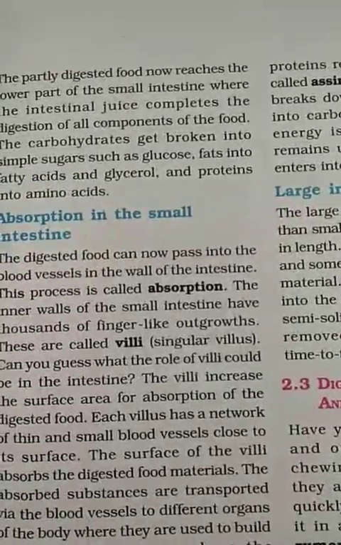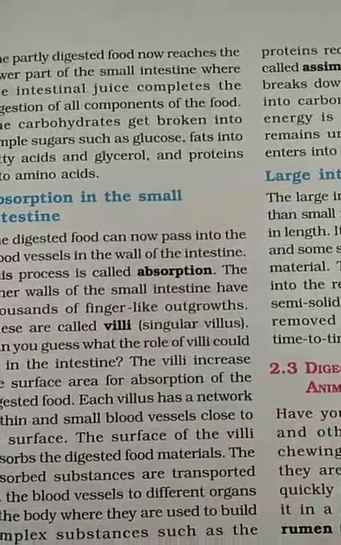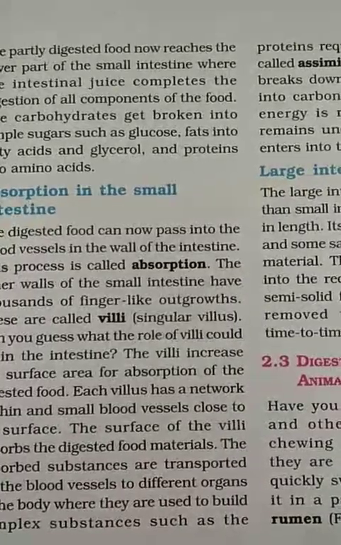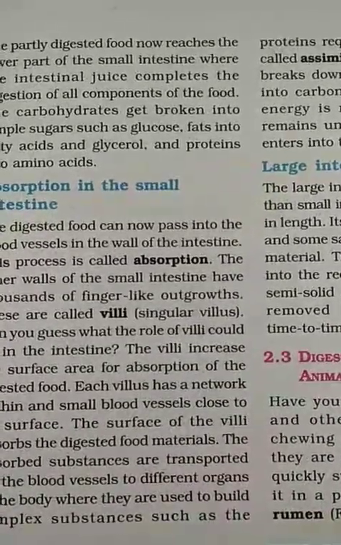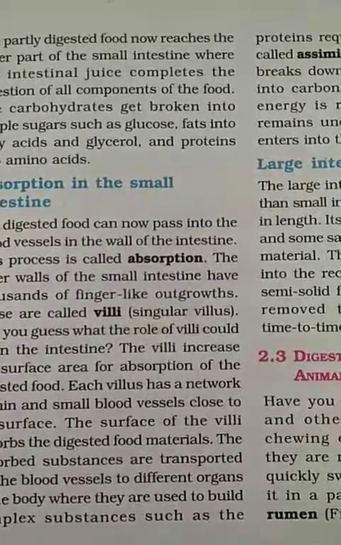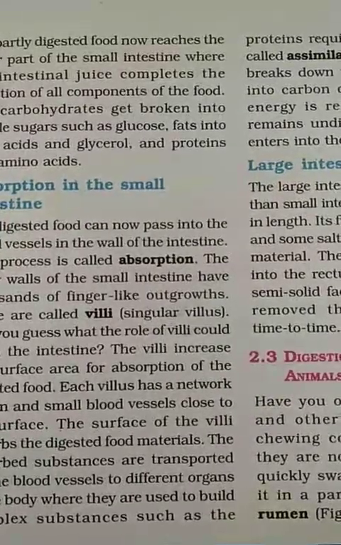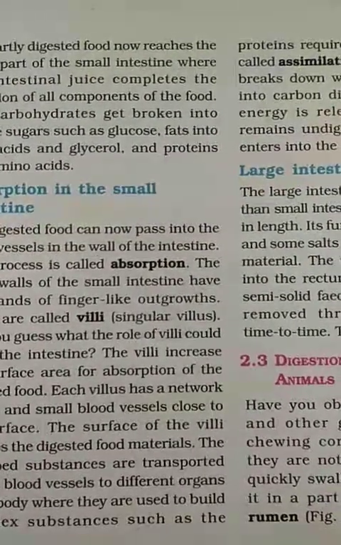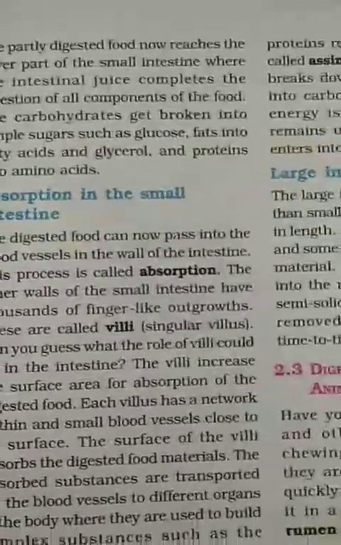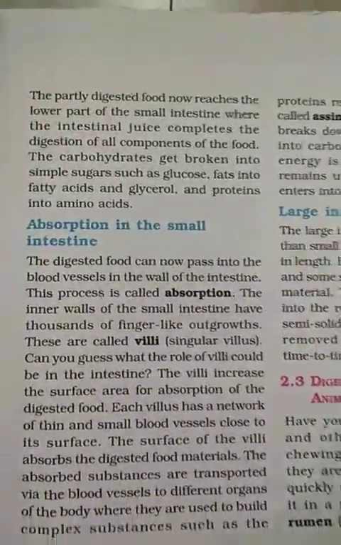The partly digested food now reaches the lower part of the small intestine, where the intestinal juice completes the digestion of all components. The carbohydrates get broken into simple sugar such as glucose, fats into fatty acids and glycerol, and proteins into amino acids. Up to here only we will see in this lecture, and the next topic will continue in the next lecture.